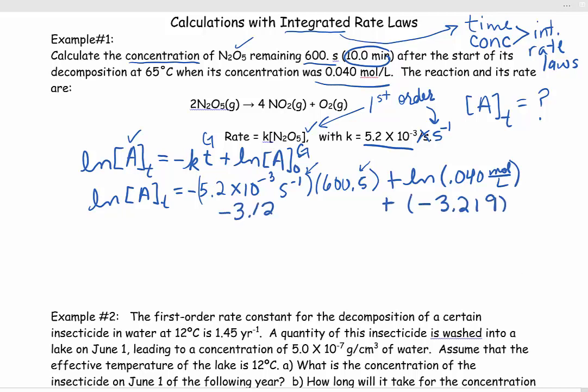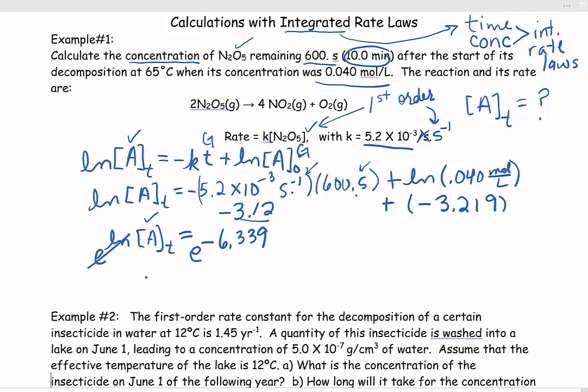So after we do the math, we multiply the k value and the time to get -3.12. And we take the natural log of 0.04, we get -3.299. Then we can go ahead and add those two numbers together, and that gives us -6.339. And that's equal to the natural log of A sub t. At this point, we do need to go ahead and solve for A sub t. We need to free our variable from the natural log, so we have to take the inverse of the natural log, which is taking e to the x.